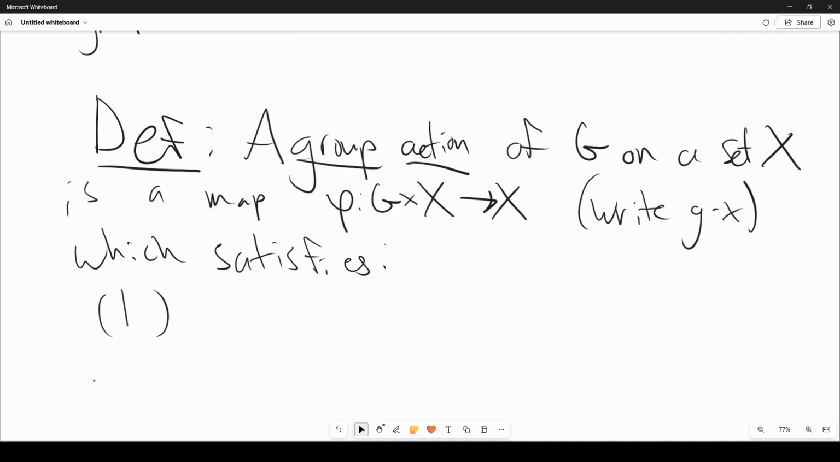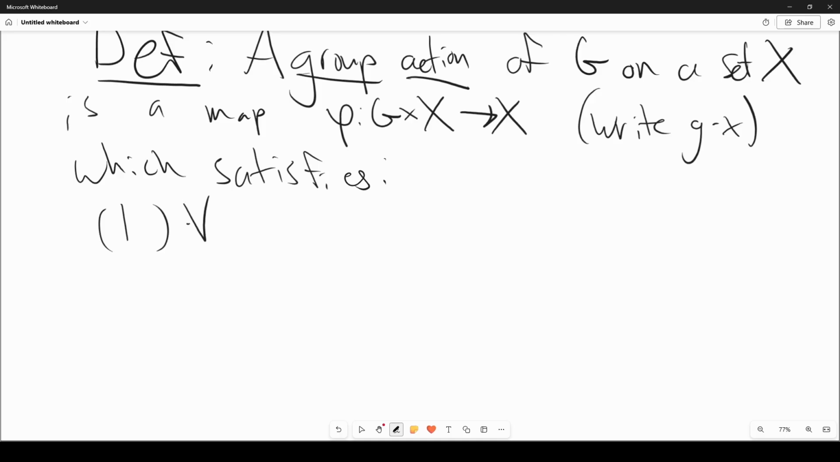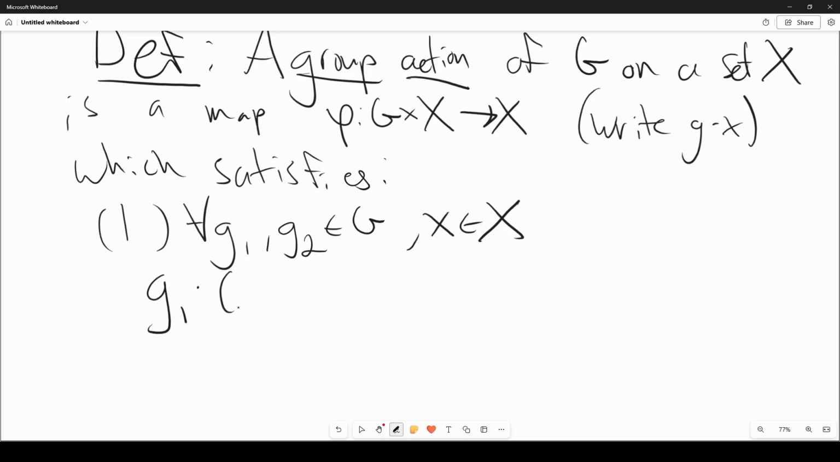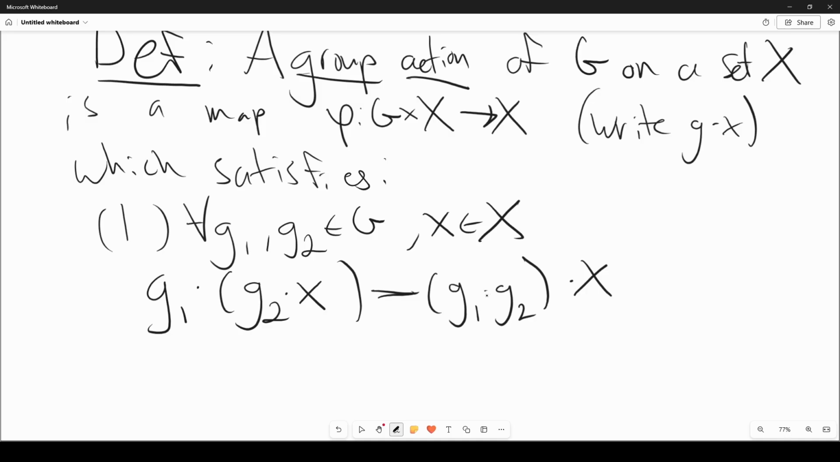The first one is that for all G1 and G2 in G and x in X, you get this thing that resembles associativity, where if you first do G2 dot x and then do G1 afterwards, you get the same thing as doing G1 times G2 and then acting on x. Note that the multiplication inside the parentheses is the group multiplication, but this is the action.